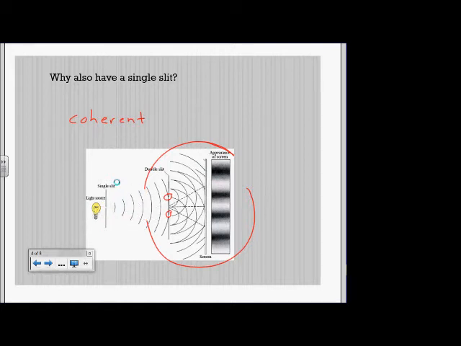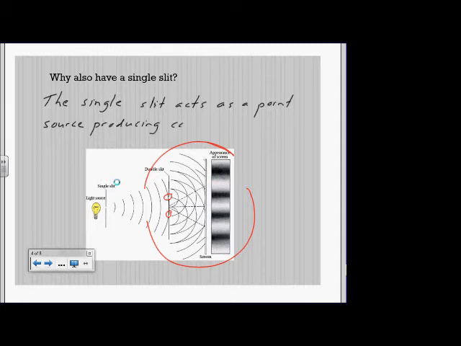So I think the thing we need to write in our notes would be just a statement that the single slit acts as a point source producing coherent light.